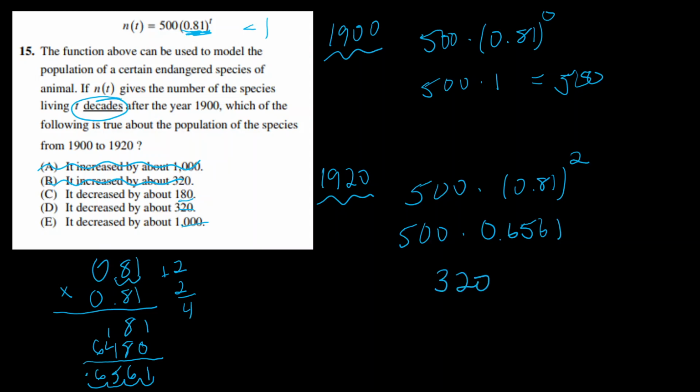Remember, if we're looking at 320 here, well, that's the amount left in 1920. But if we want to know how much we decrease by, well, that's going to be 500 minus 320. That's 180. So a little bit of a trick question here. You got to make sure you really read what they're asking for and don't just jump to conclusions when you see numbers. I almost did it there too.